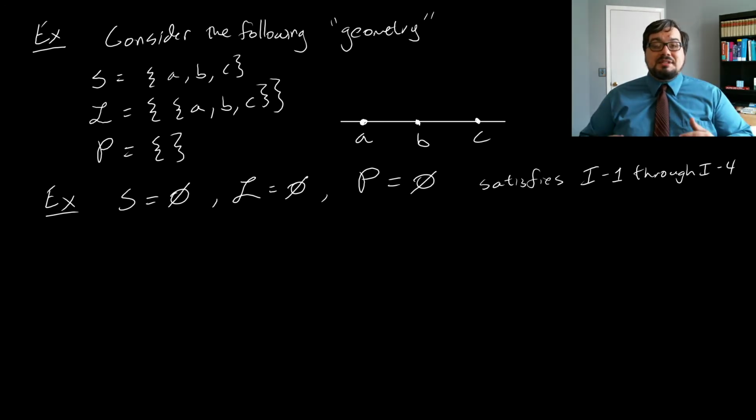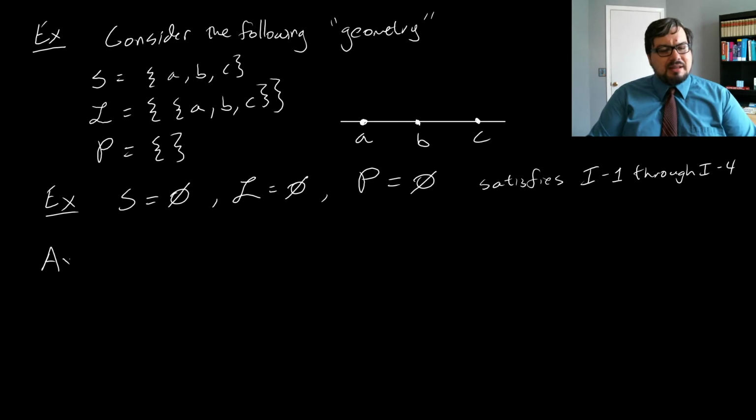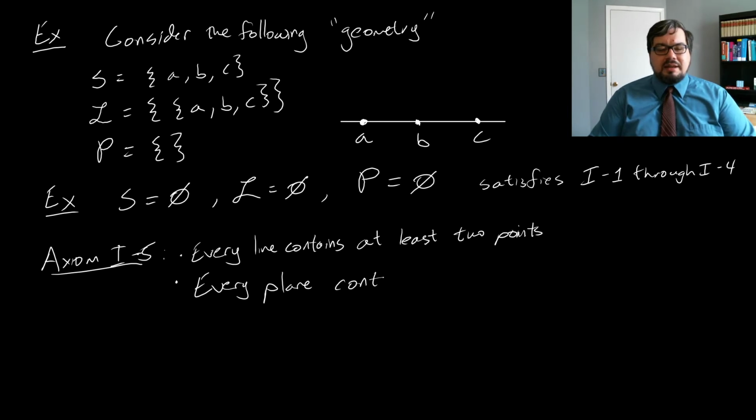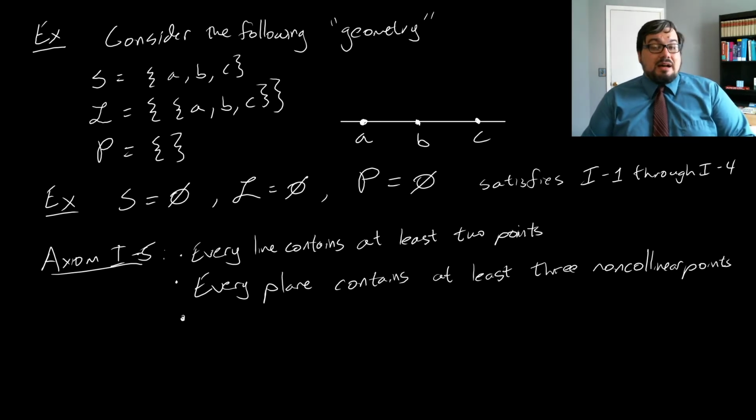Clearly we need to put in some axioms to say that, okay, yes, we have enough points of certain kinds. So here's where we get axiom I5, which tells us that every line contains at least 2 points. All right, so we can't have a line that's just a single point or a line that's empty. Part 2 of this is that every plane contains at least 3 non-collinear points, so a plane can't be a line.